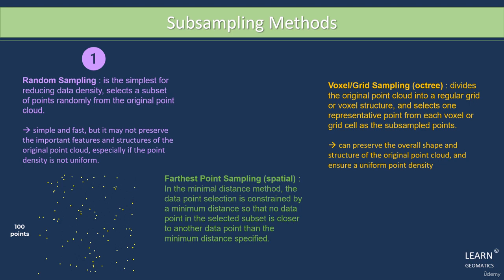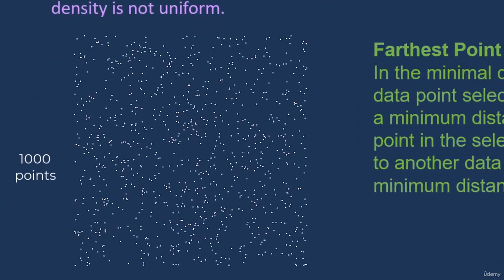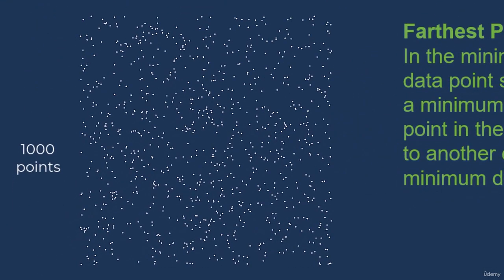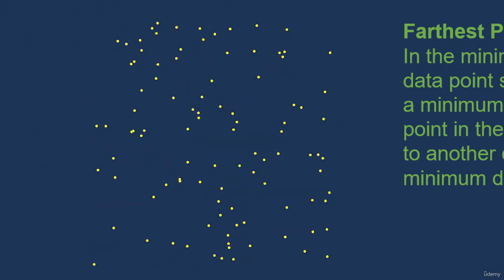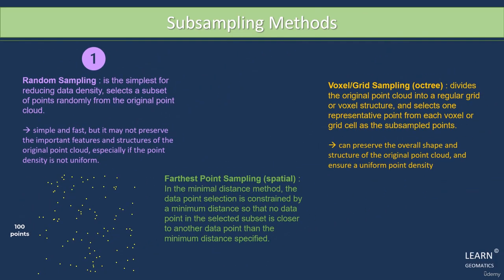Random subsampling is simple and fast, but it may not preserve the local structure or density of the point cloud and may result in uneven or biased sampling. It's often used for preliminary or exploratory analysis, where the goal is to get a quick overview of the point cloud without too much emphasis on accuracy or precision.